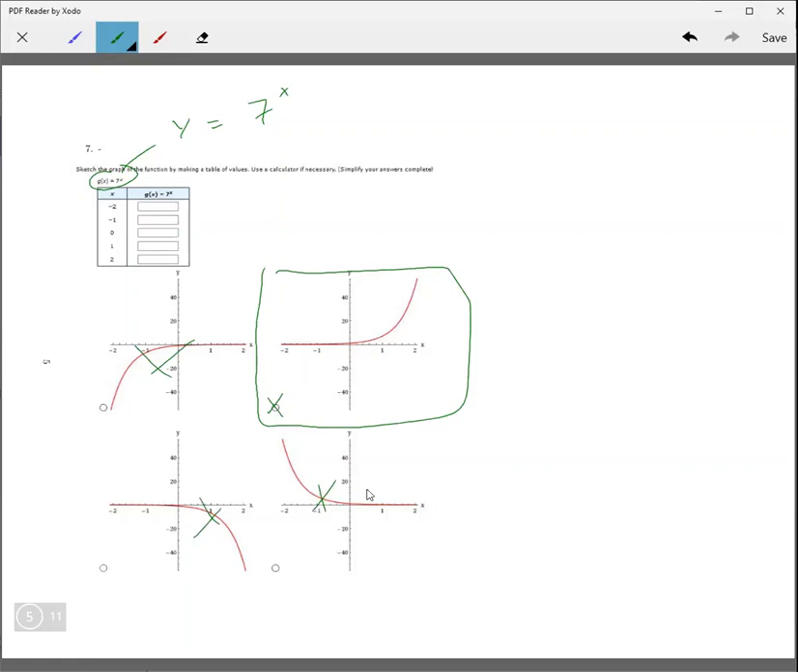This one right here could be y equals 7 to the negative x. It could be, or AKA 1/7 to the x. Okay, that's what this one could be. But this is going to be the answer there. Now, you're supposed to do a table of values.